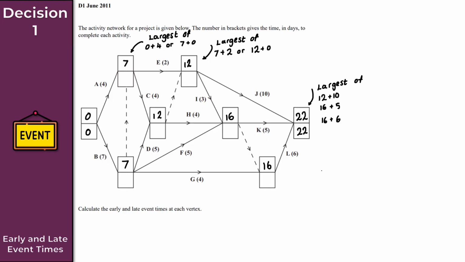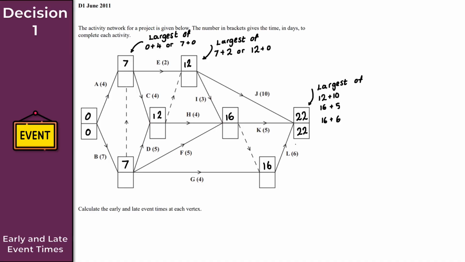Now, what I'm going to do here is work backwards from the sink node towards the first node, the source node, right? And don't forget then, when we're going backwards here, we're now finding the late event times. And for the late event times, we always want the smallest possible option, okay? So make sure you get that the right way around. As you go forward, we want the largest possible option. As we go backwards, we want the smallest possible option, okay? So where do we begin here?